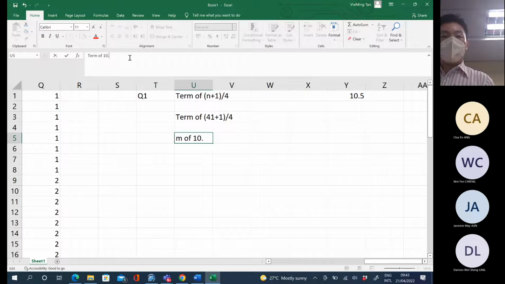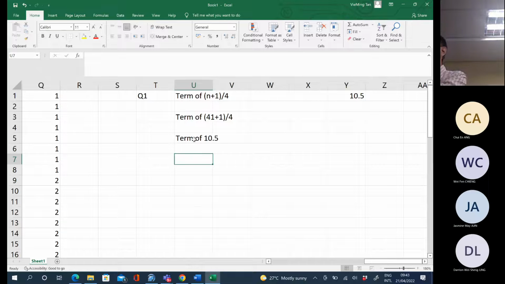If it is 10.5, that means it's exactly in between term 10 and term 11. If that's the case, we can just get the average value between term 10 and term 11 directly. Directly, we can get the answer.